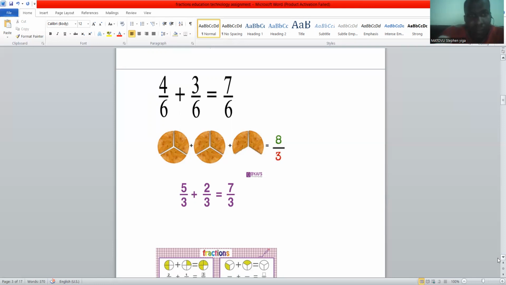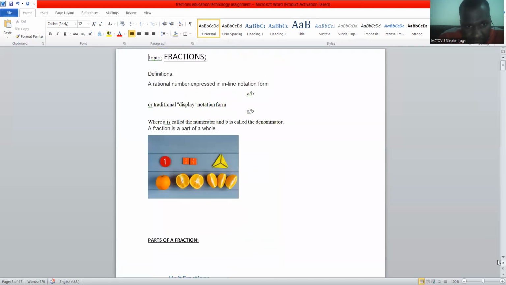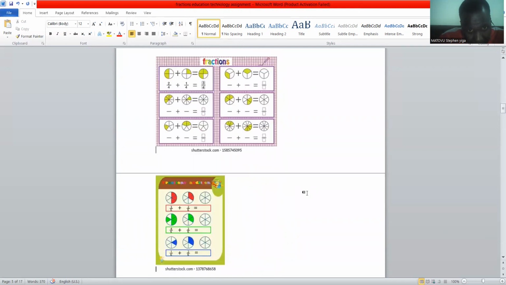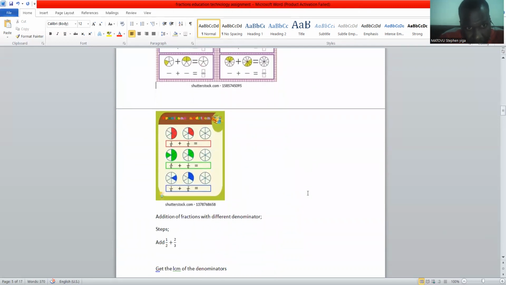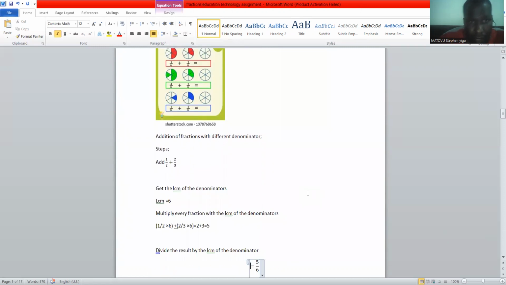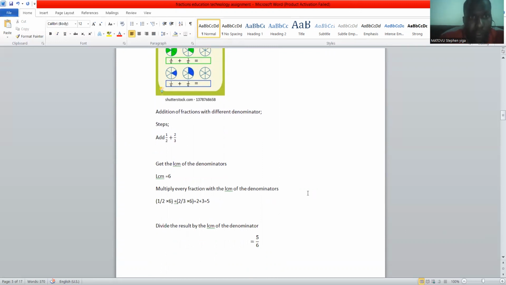That's why when you get these slices, 5 out of 3 plus 3 out of 3, you get 8 out of 3. When you get 5 out of 3 plus 2 out of 3, you will get 7 out of 3. There are very many examples there. You can revise a bit those examples and enjoy them. They are many, with the same denominators. You can try and see.